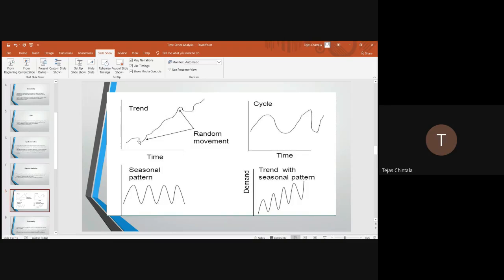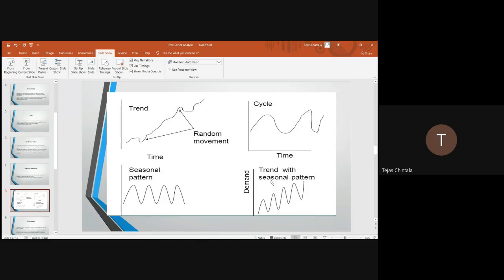Positive increase, there's a positive trend, and we can see there's a random movement. And then for cyclic, we learned that for cyclic variation the period is not fixed. So if you see in the graph also, the graph is not a fixed period. So it's irregular, but we can see it's a cyclic graph.